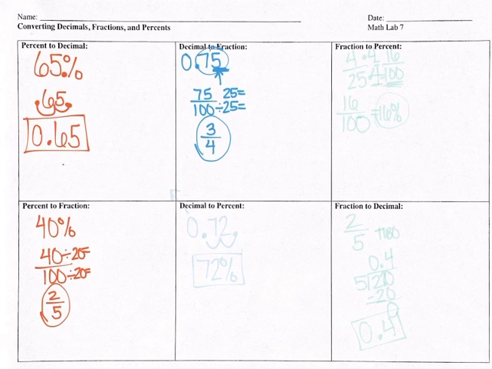Let's move on down to decimal to percent. So say you're given something like 0.72. Same thing we did up here, but the opposite. We're going backwards now. So instead of moving to the left twice, we're going to move to the right twice. So that 0.72 is 72%.